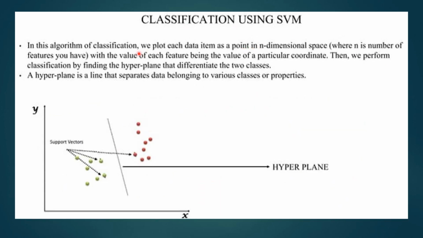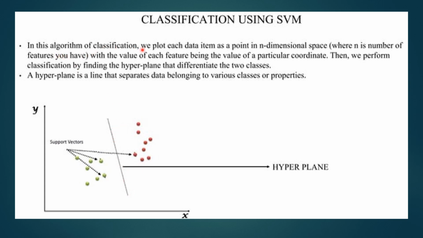Classification using SVM. SVM, as we already saw, is a basic support vector machine. So this is the y-axis and this is the x-axis. This is the hyperplane, where this plane divides the data. For example, these data are dogs and these data are cats. So this group of dogs and this group of cats do not intersect with each other. This is the hyperplane, which is what SVM finds.